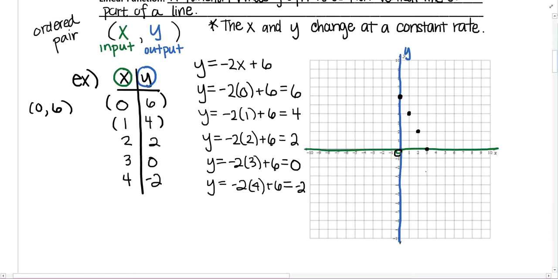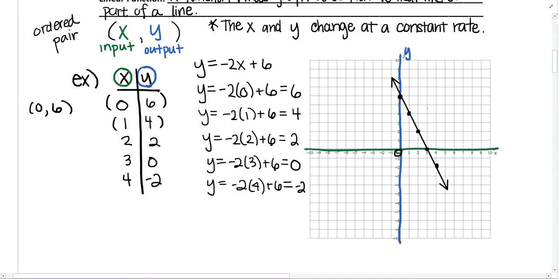So does it look like it's making a line? I think so. And then there's one more point, 4, negative 2. Yes, it's making a line. So we can go ahead and connect the dots with a line.